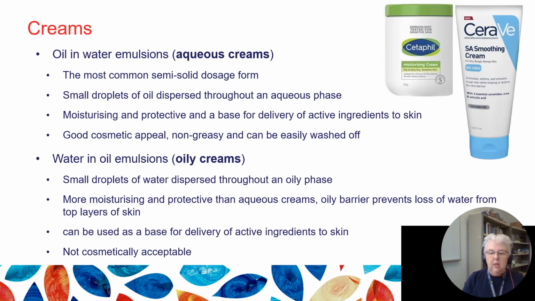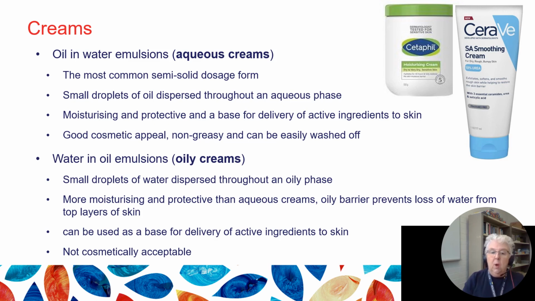So we have two types of cream. We have oil in water emulsions, which we call aqueous creams, and we have water in oil emulsions, which are oily creams. So aqueous creams are the most common semi-solid dosage form, and you will make a lot of them during your career here and throughout your pharmacy career outside. So they're small droplets of oil dispersed through an aqueous phase. They're nourishing and they're protective, and they're a base for the delivery of active ingredients to the skin.